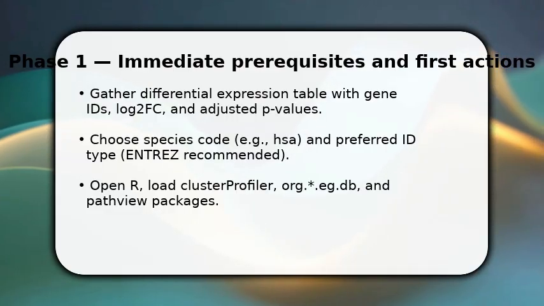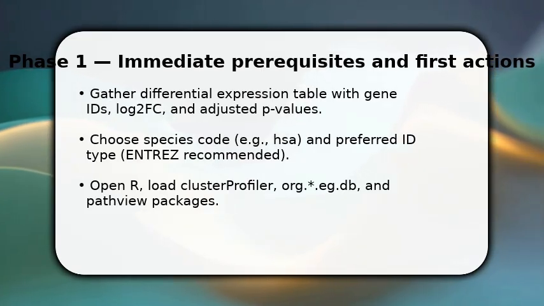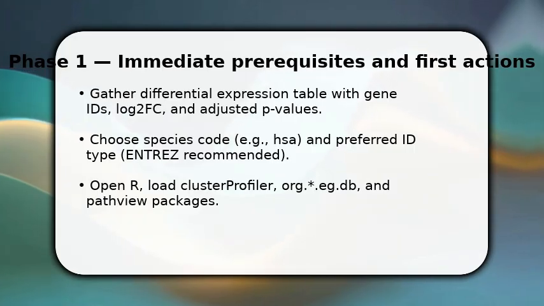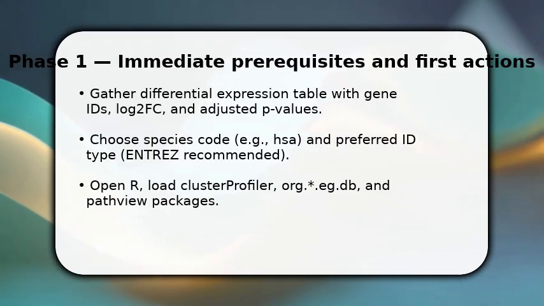You begin by confirming your differential expression table is ready: Gene ID, log two-fold changes, and adjusted p-values. Next, map your ID to Entrez. This is critical because KEGG expects Entrez numbers.